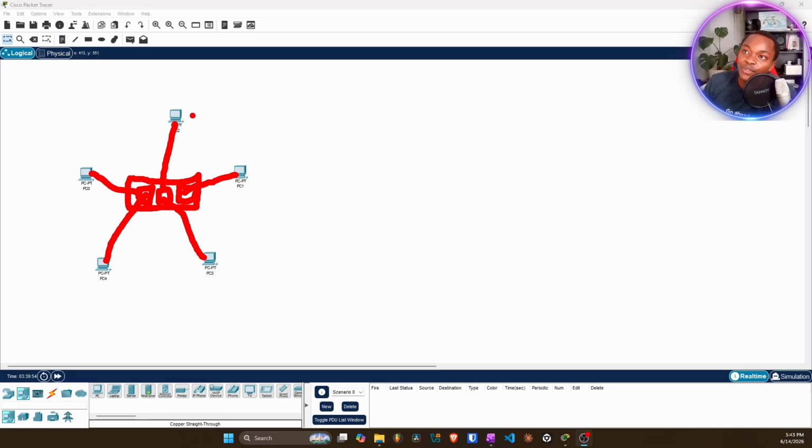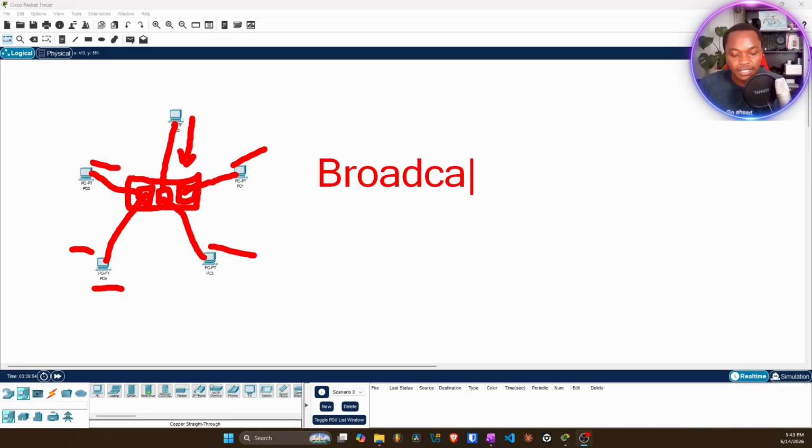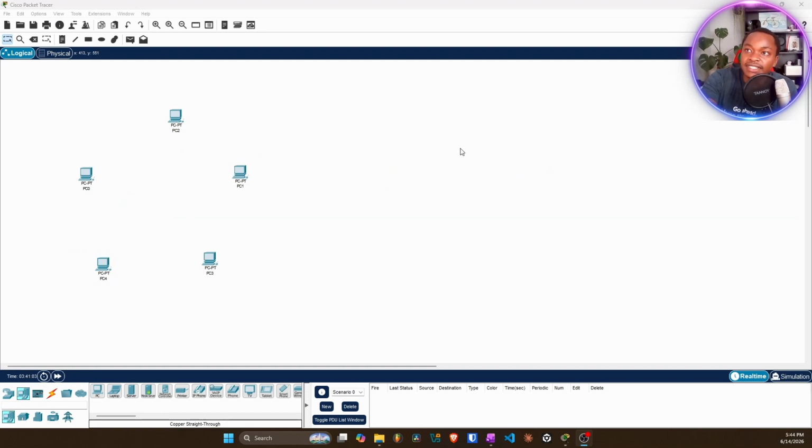Let's say this computer up here wants to send information to another computer down here. The way it used to be, it would send that information, but the hub would broadcast it, sending the same information to that computer, to this other computer, to this computer down here, and this other computer right here. When it sends that information to all those computers, that's called broadcasting. So it would send information to all the computers on the same network at the same time. And that caused issues because let's say I'm a hacker.